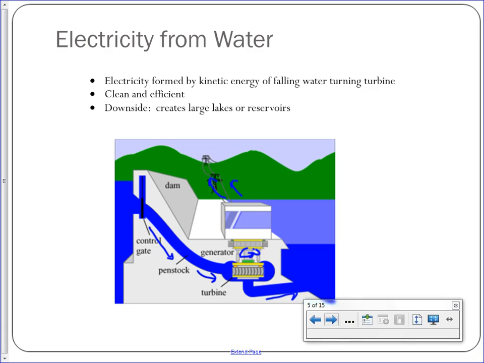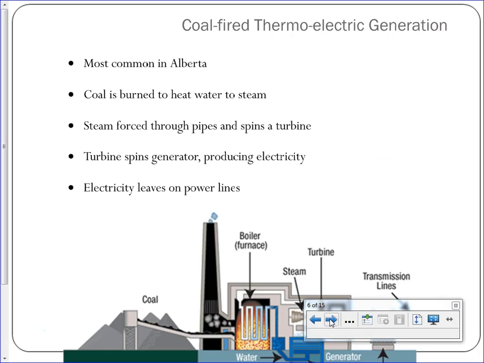There are a lot of issues with this. We have to think of how it affects wildlife. We see fish and a whole bunch of aquatic life go through the turbine and get hurt. It changes the aquatic environment as well. So there are always some factors to take into consideration. Coal-fired thermoelectric generation.